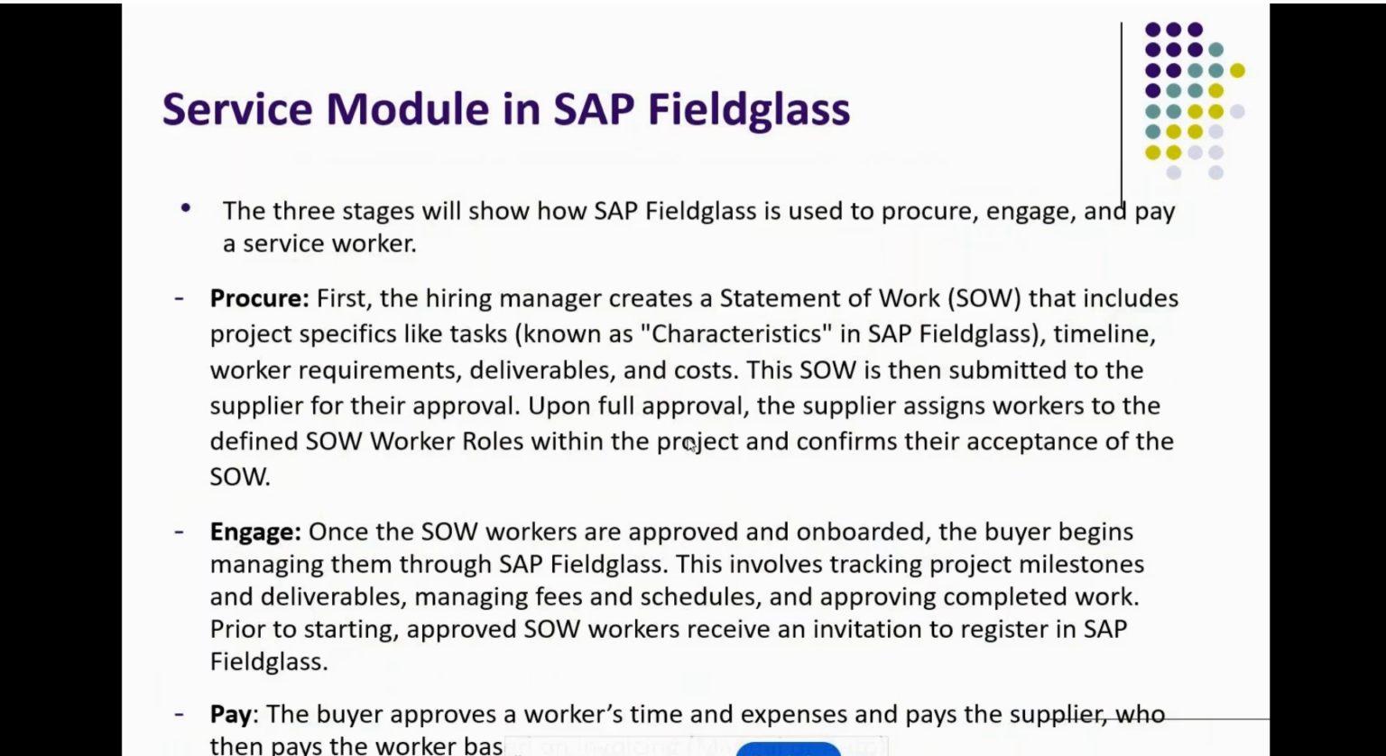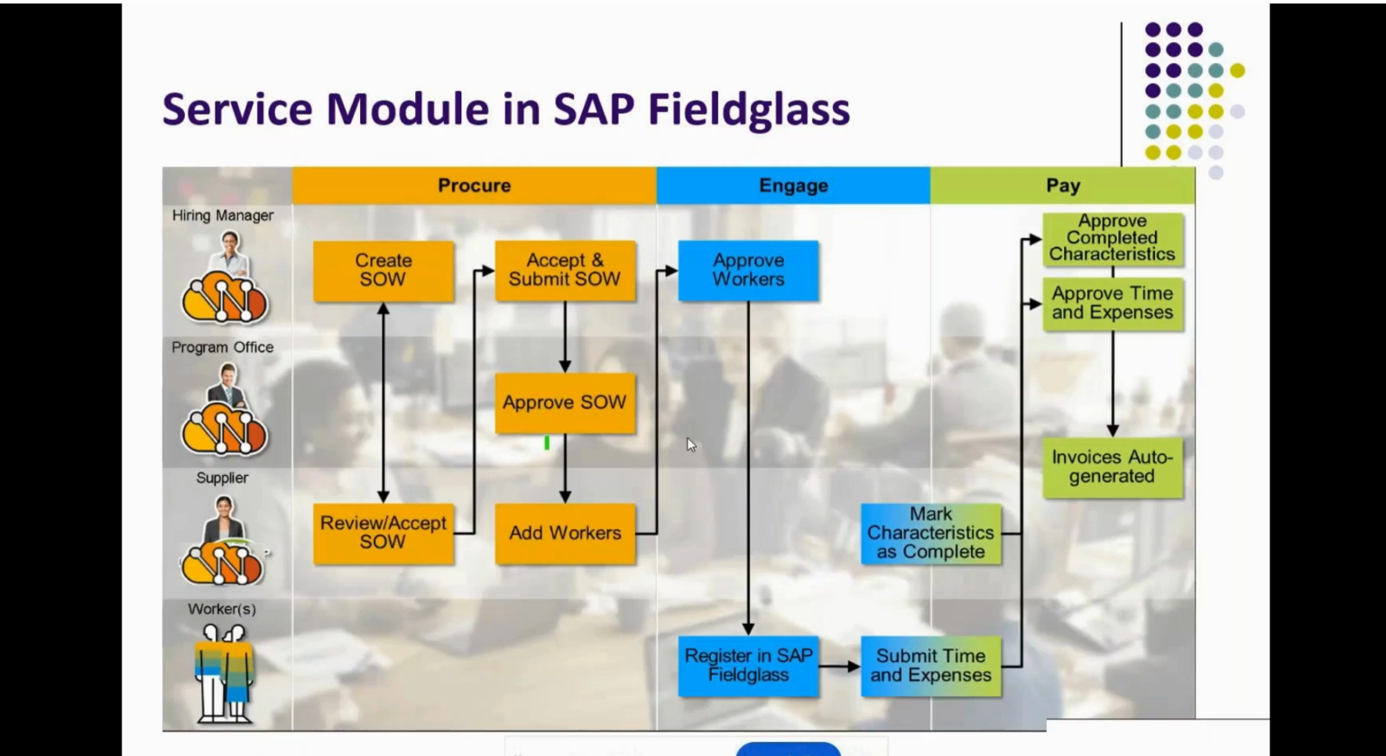This is just a brief description of what we have seen now. There are three stages: procure, engage, and pay. In procure, what happens? SOW creation process, approval process. In engage, we are engaging a worker within SAP Fieldglass and how they are submitting. Just to highlight one more thing, I'll highlight it afterwards as well. If you see, there is a mark characteristics as complete.